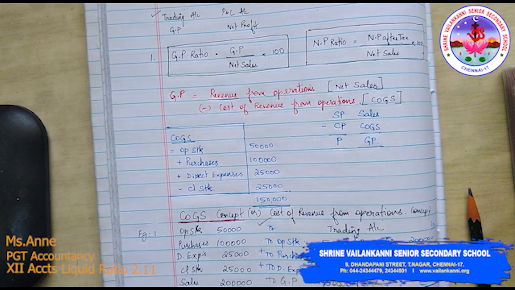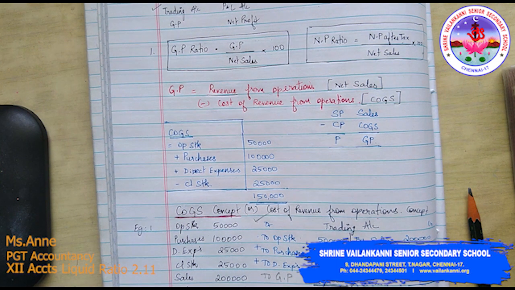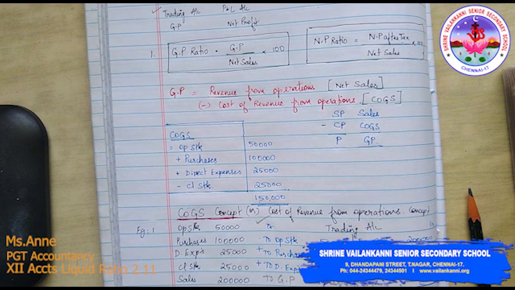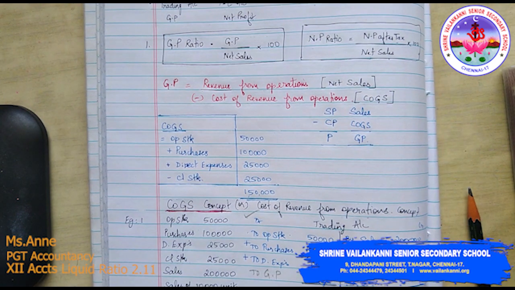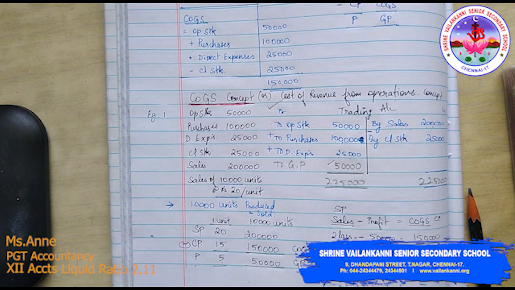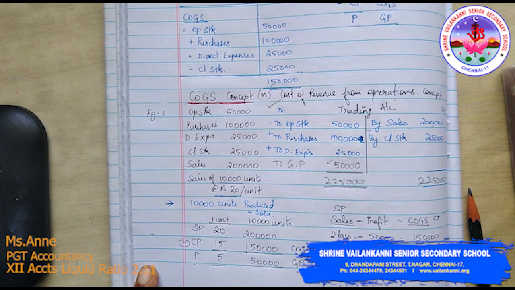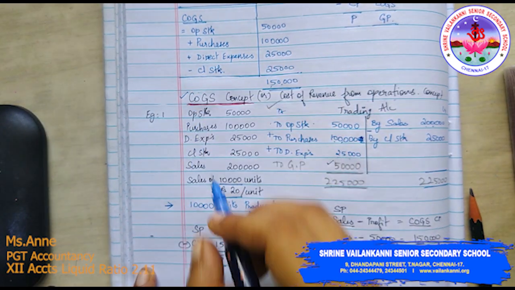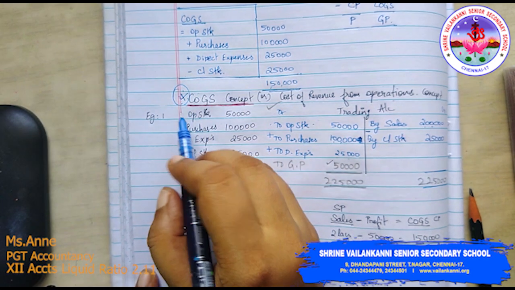So gross profit ratio is very simple. Gross profit divided by net sales into 100. Net profit ratio is equal to net profit after tax divided by net sales. I will see you in the next video. Till then, keep practicing this. View this video 1 or 2 times so that you will be able to understand what is cost of goods sold, which is very important for your conceptual clarity.